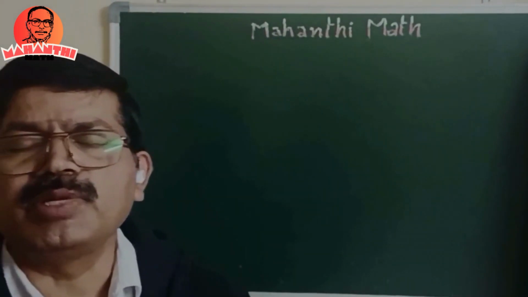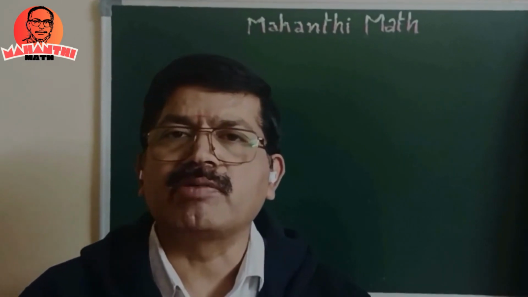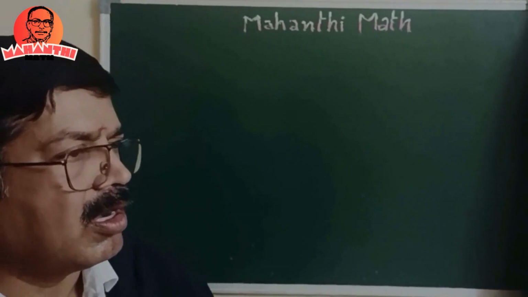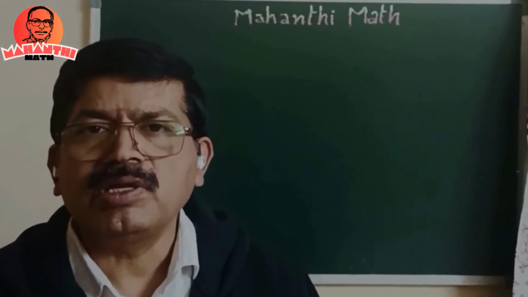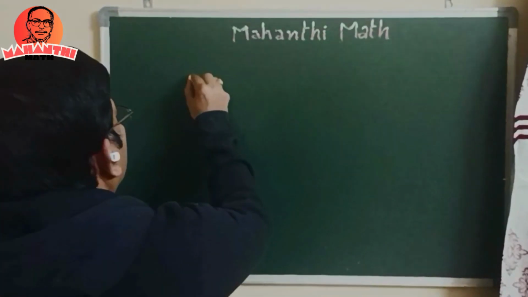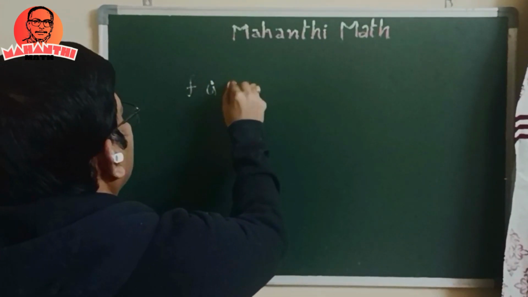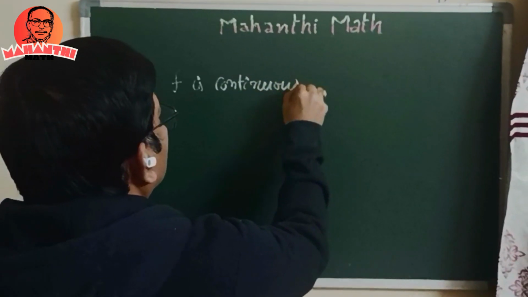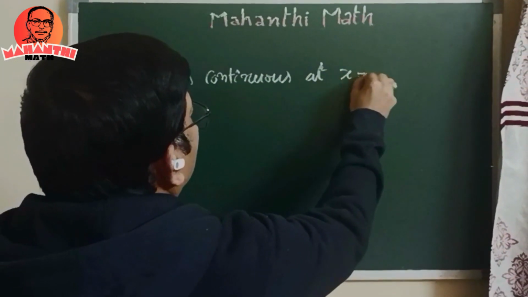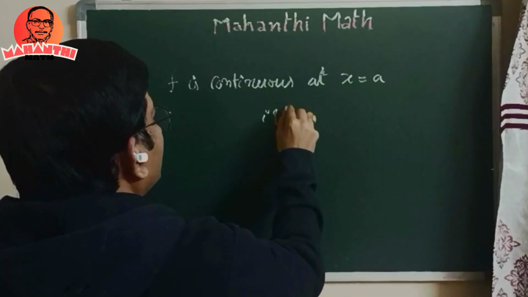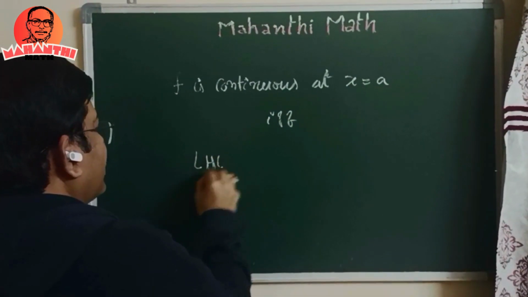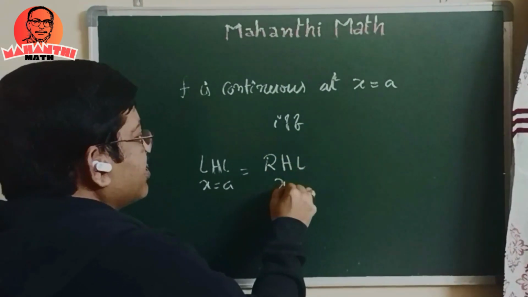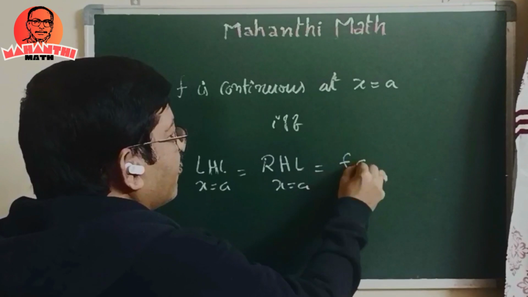F is said to be continuous at a point x equal to a if and only if LHL at x equal to a equals RHL at x equal to a equals f of a. F is continuous at x equal to a if and only if LHL at x equal to a equals RHL at x equal to a equals f of a.